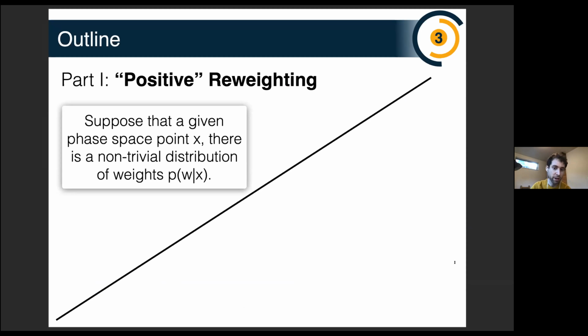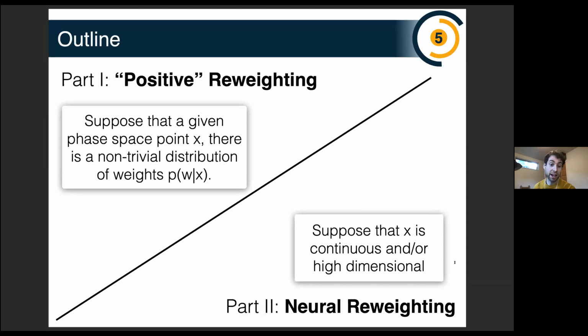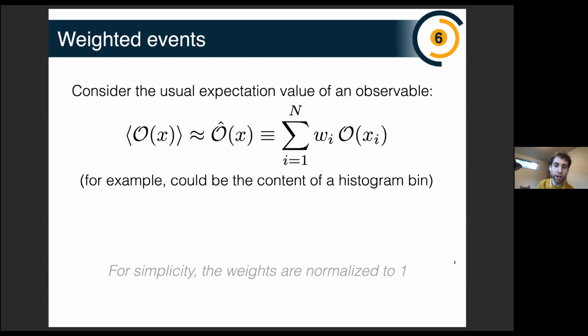The second part of the talk will be about neural reweighting. In particular, X here, the phase space, is continuous and/or high dimensional, and in that case, neural networks are very powerful as function approximators. Okay, so let me walk you through the idea.